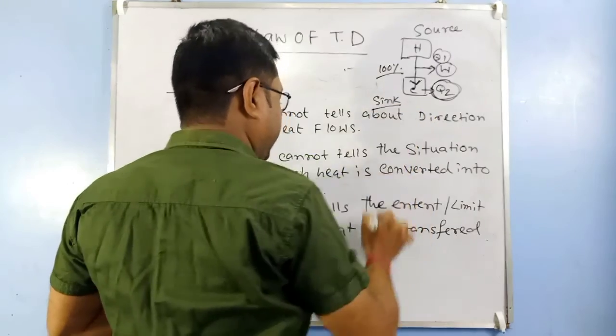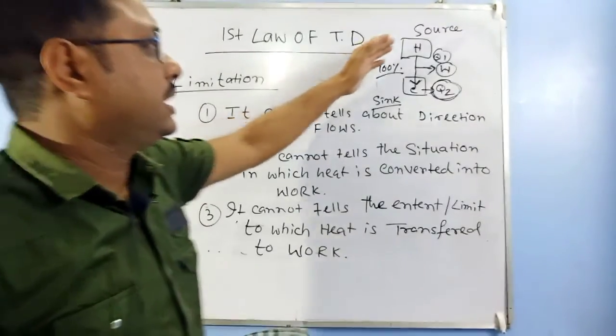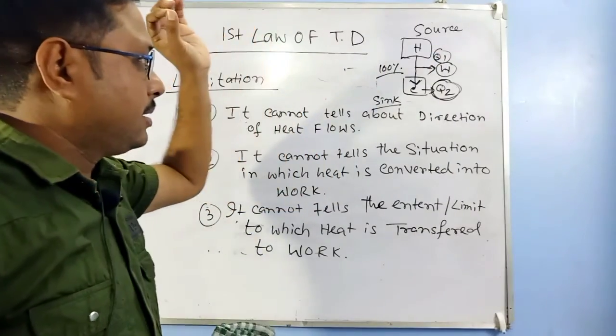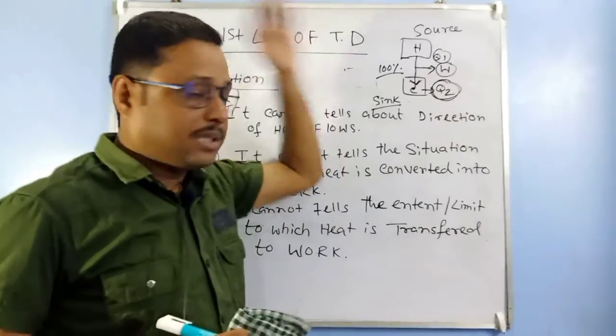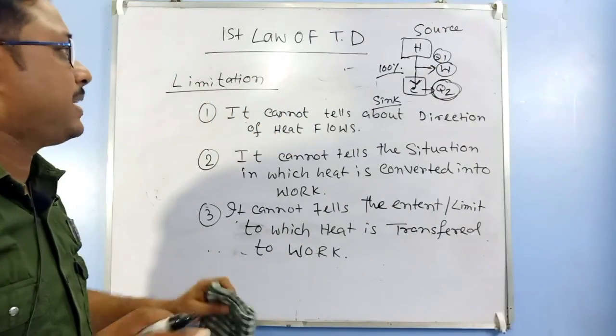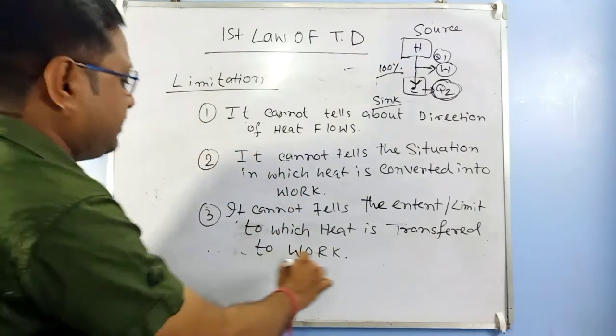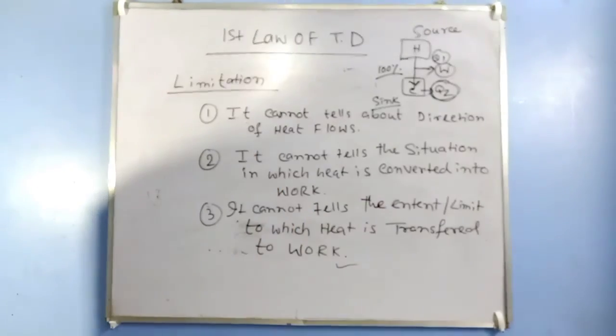That is, it cannot tell what percentage of heat is converted into work, or why 100% of heat cannot be converted into work, because it is not possible. If this were possible, then the efficiency of the engine would be 100%, which is practically not possible. So these three are the basic limitations. You can write them in your copy.